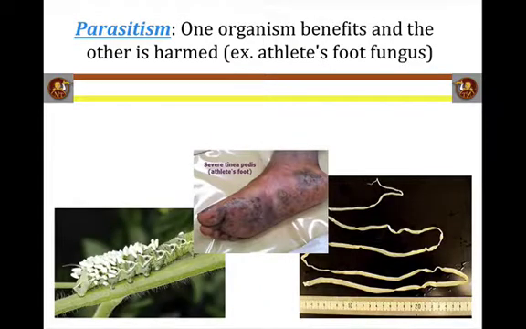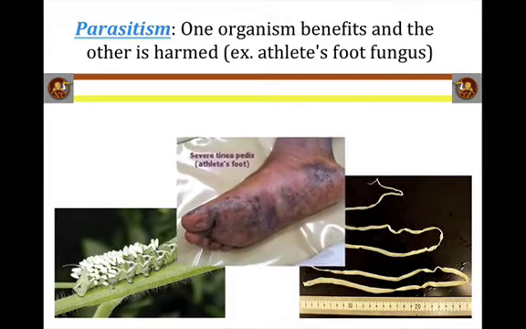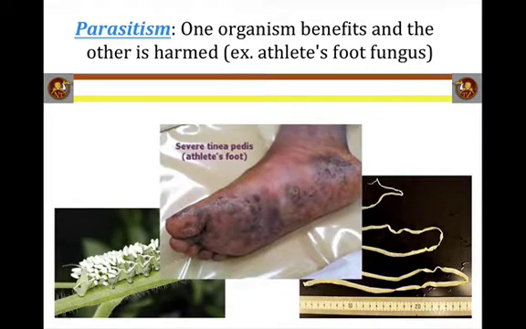Second type of symbiosis is parasitism, where one organism benefits and the other is harmed. For example, athlete's foot fungus. The human is the organism that's harmed, it's the host, and the athlete's foot fungus is the parasite. Here we can see clearly this human foot is discolored and it's sick. It's being invaded by a fungus.